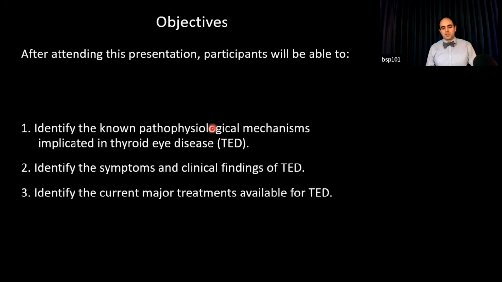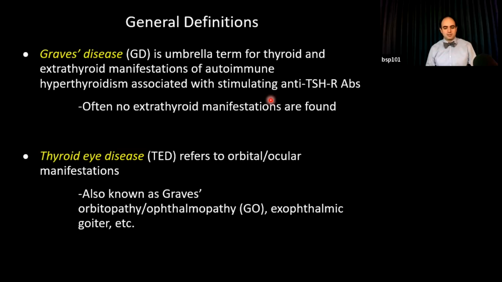So our objectives today are to identify some of the known and established pathophysiology of the disease, to identify the symptoms and clinical findings of thyroid eye disease, and also to go through some of the currently available treatments. I will try hard not to be very esoteric and ophthalmic. I'm trying to give some good physical exam teaching points and to direct the non-ophthalmologist with regards to how to approach thyroid eye disease.